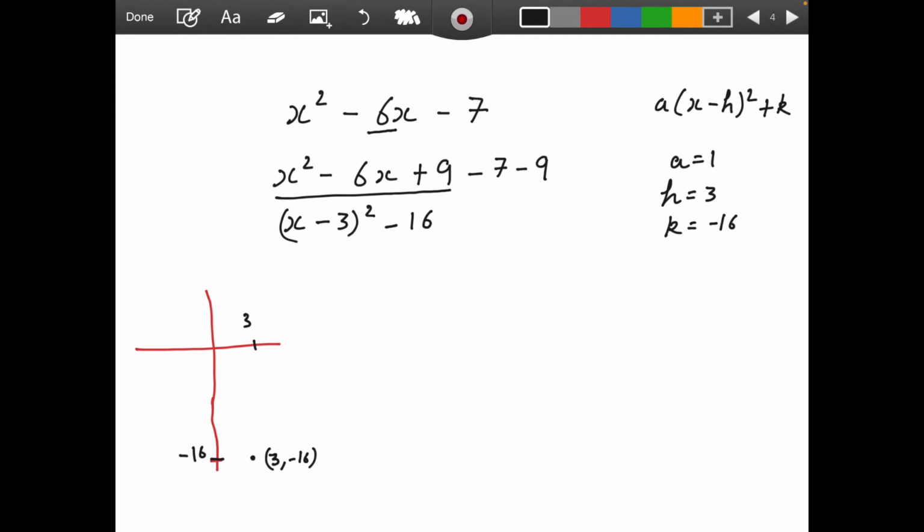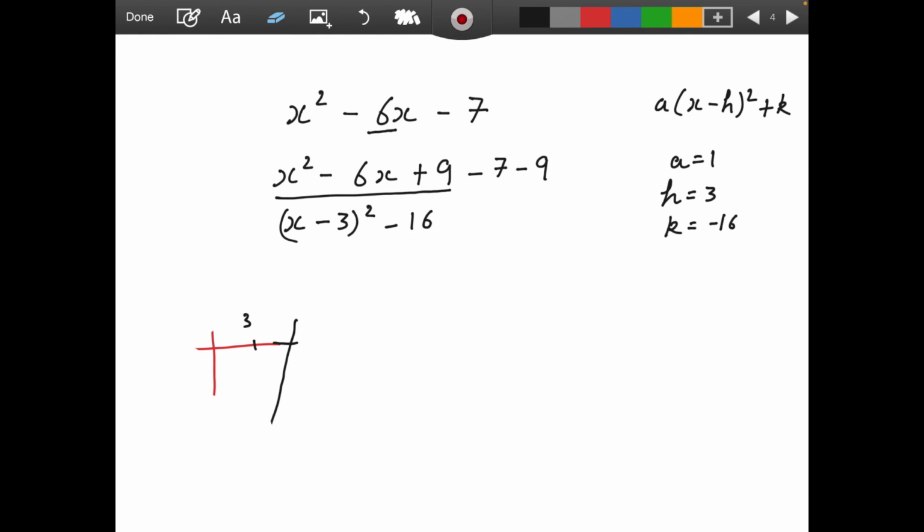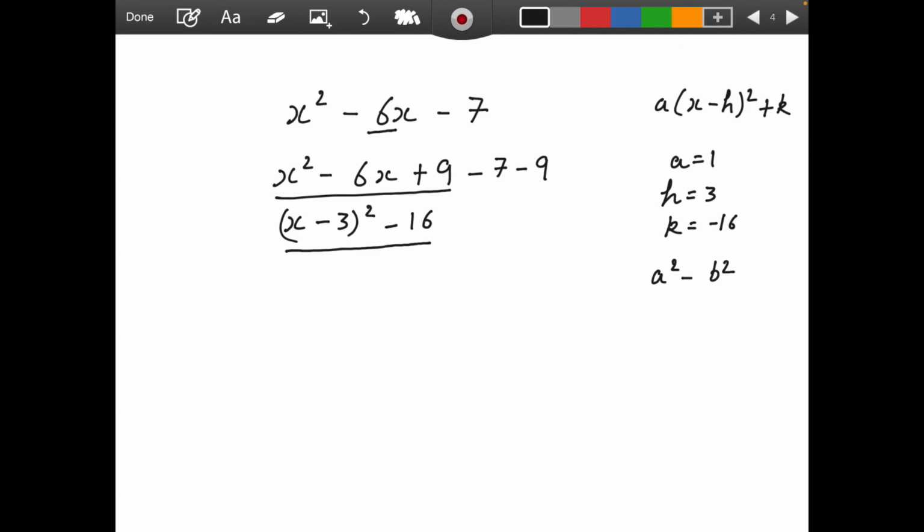And since this vertex is lying below the x-axis, it's going to intersect the x-axis. So we know that this quadratic equation is going to have 2 real roots. Now let's find the values of these 2 real roots. I'm going to delete this graph here and get back to our quadratic equation. Now we have the quadratic equation x minus 3 square minus 16. Let's write this in the form of a square minus b square, because this is going to help us find the roots of the quadratic equation.